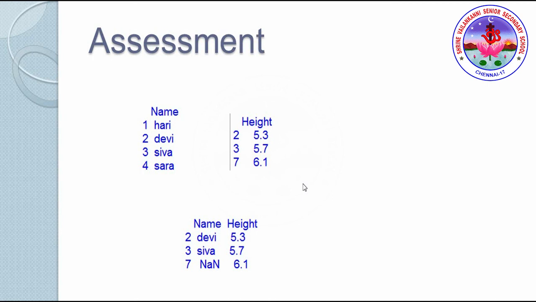So this is a right join. A dot join of B, how equals right. What is right? All the values from the right. In this case, B is the right side table. So all the values from B are displayed and the matching values from A. We have 2 and 3 matching values here. Devi and Siva are displayed. For 7 we don't have the name, so that is NaN. So this is a right join using A comma B. The same result you can obtain with B comma A of left join. We can write B dot join of A comma how equals left.